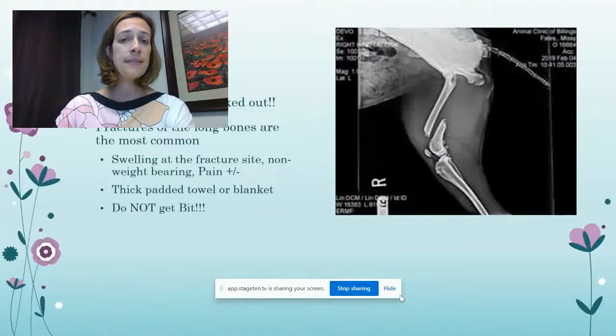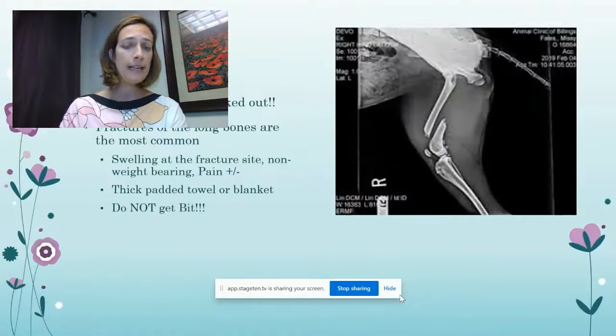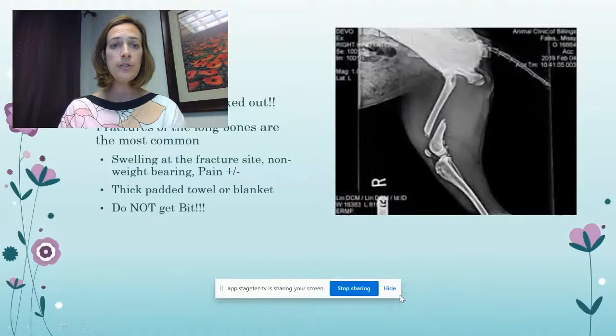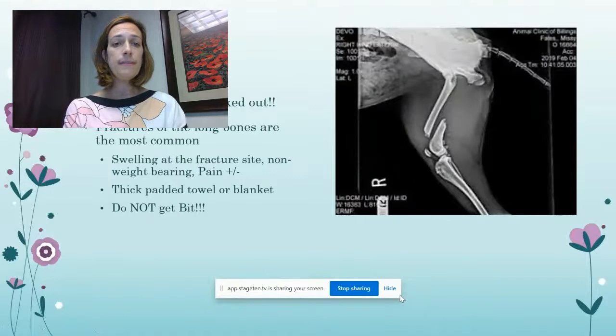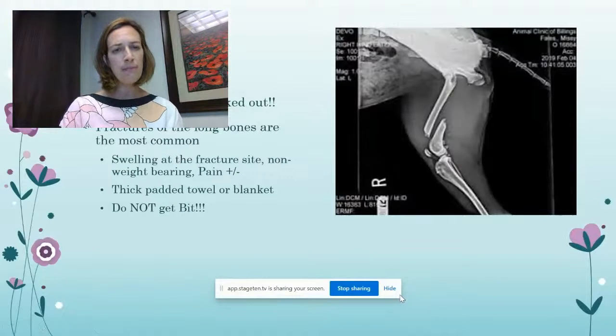When we have this, sometimes it's going to be obvious. You're going to see them dragging the leg. They're not bearing weight on it. You'll see swelling that's there. They may be super painful. They may be yelping. It might be pretty obvious. Sometimes it's not going to be obvious. If it's not as big of a bone or it's lower on the limb, sometimes you're not going to see quite as much, but they may not be acting right, or they may not be walking as well.